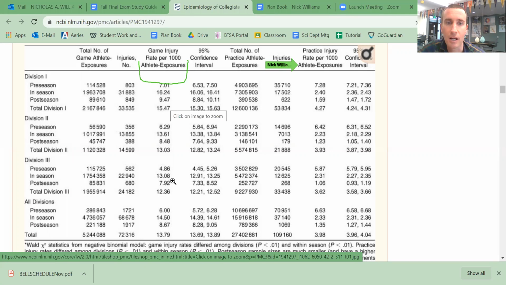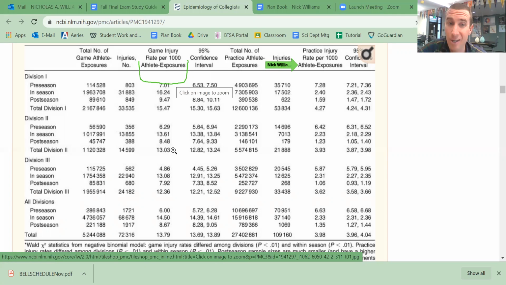4, 13, 7.9. So would it make sense that Division 1 is going to see a higher rate of injuries during the game? Again, I would say probably yes. Division 1 athletes are going to be the strongest, fastest. That means they're probably going to be going the hardest, and they're going to get the maximum amount of acceleration. They're going to get the maximum amount of force. So the chance of hurting themselves is a little bit higher.